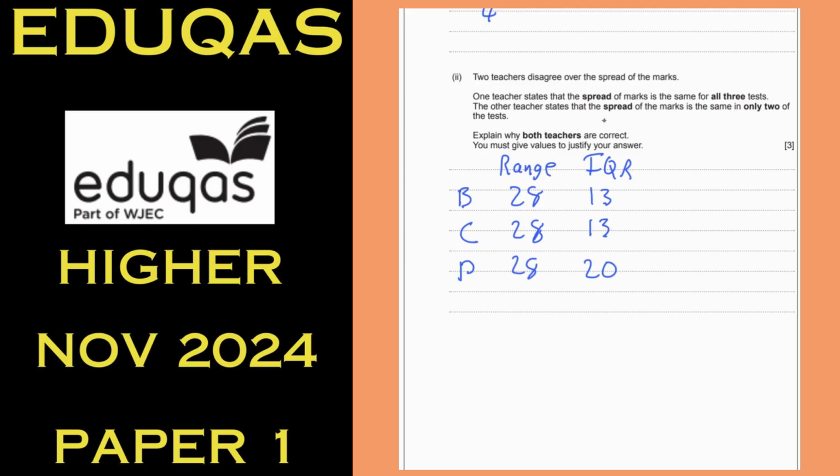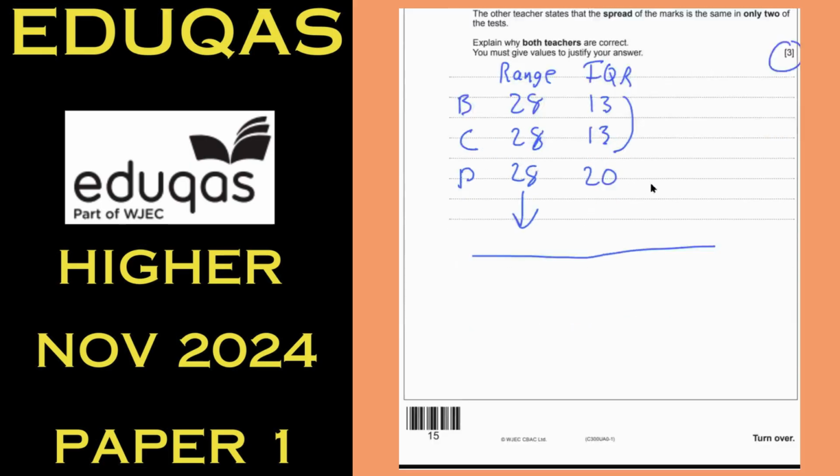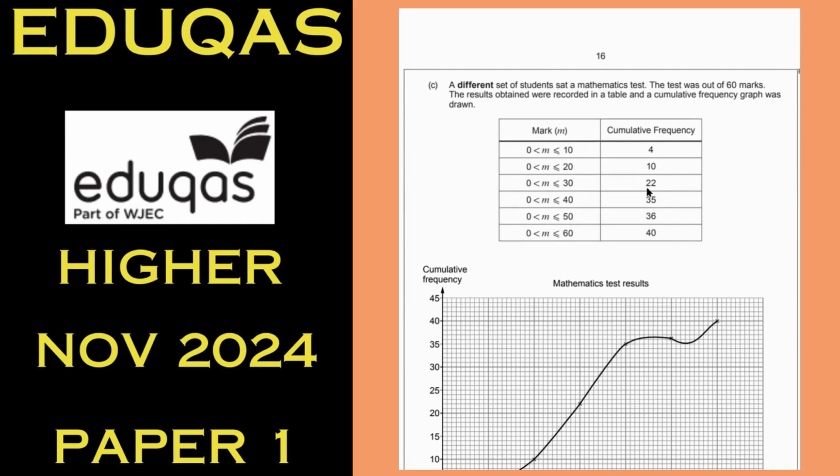And there we go. Explain why both teachers are correct. A little sentence about range, as in same spread for all 3, and a little short sweet sentence for interquartile range. Same spread for only 2 of the tests. You've got all the numbers to back up those short statements. You'll be earning all 3 marks.